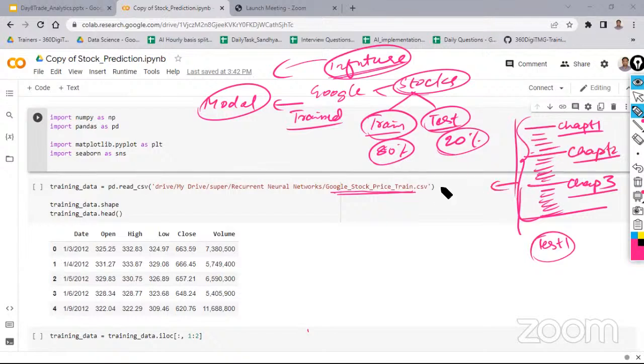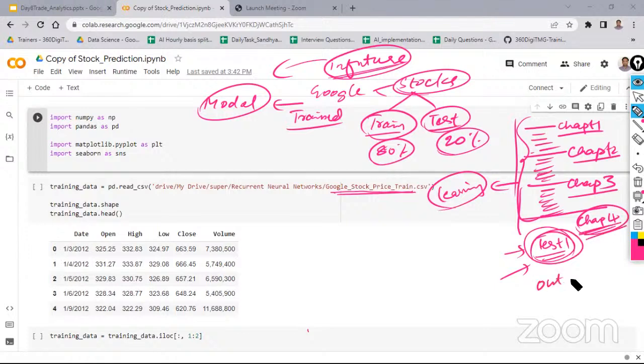After learning, the students need to take a test. Does this test contain a question from chapter 4? When I say there is a question in test 1 referring to chapter 4, then it is out of syllabus.